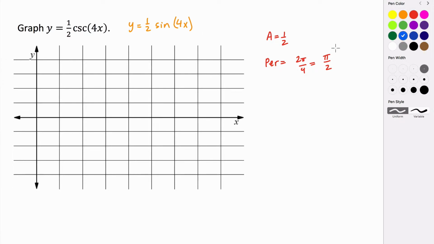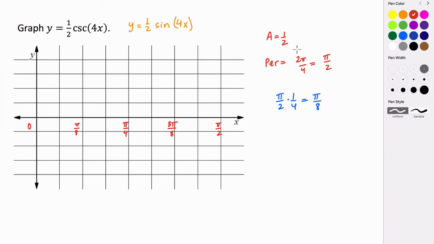So when graphing the sine function, we're still going to take our period and divide it into quarters, right? So pi over 2 times 1/4 is pi over 8. That means that all of our key points are going to happen every pi over 8 units. So we start at 0 here. This is pi over 8. This is 2 pi over 8, which is pi over 4. This is 3 pi over 8. And then 4 pi over 8, which is pi over 2.